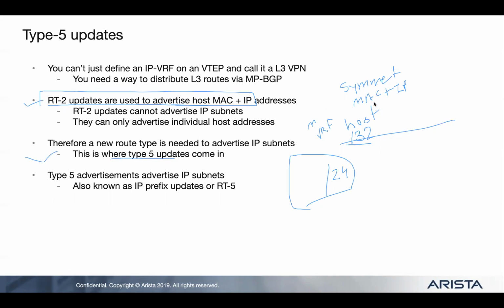Type 2 is just to advertise MAC plus IP information. If it is asymmetric IRB, based on that information it will be updated into the ARP table if that SVI is local. If that SVI is not present in that VTEP, it will install a /32 route into that VRF based on the type 2 route. However, with a type 5 route you can advertise basically any subnet, a full subnet, to the other side. So that's why this is called L3 EVPN and this is L2 EVPN.